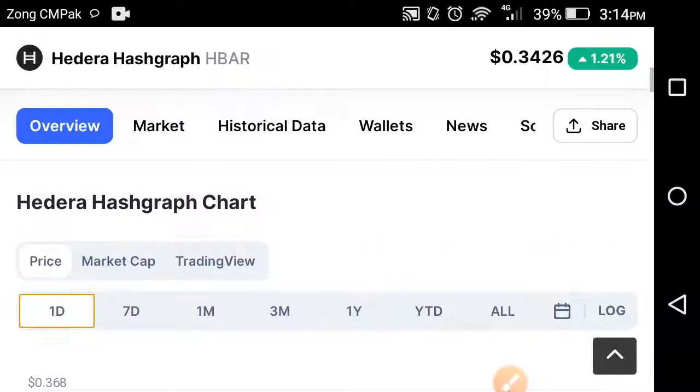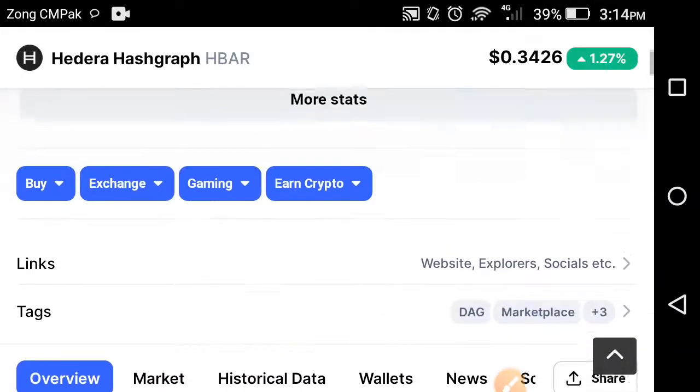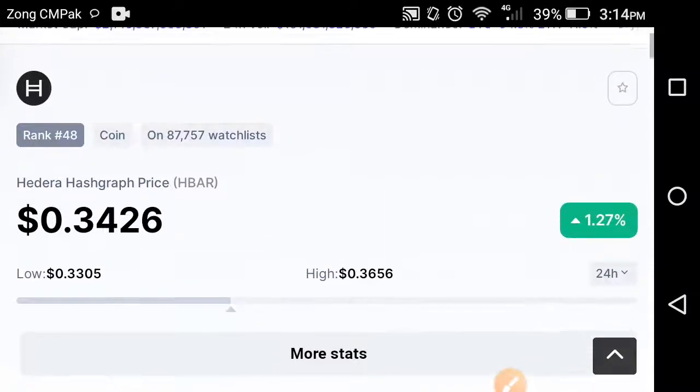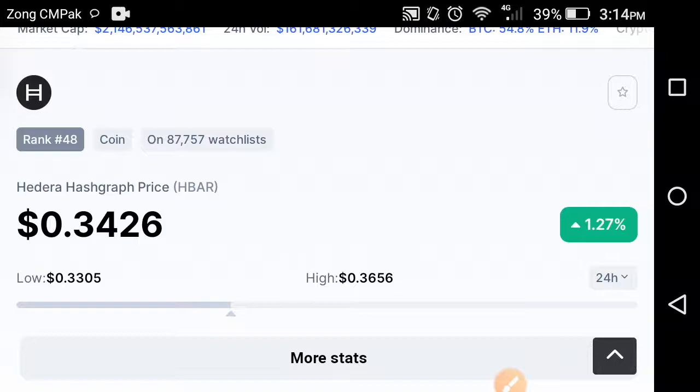So friends, my suggestion for all of you: if you are a holder of Hedera coin, please hold your Hedera coin, because as it goes more upward, the big explosion starts again now. So please hold it and make a good amount of profit. And if you want to buy Hedera hashgraph coin, absolutely it's the best time to buy Hedera hashgraph coin.